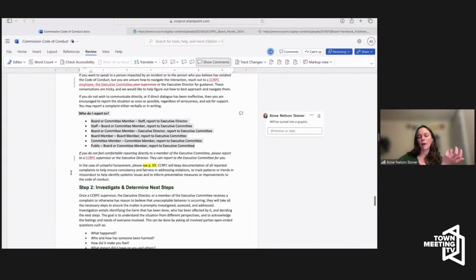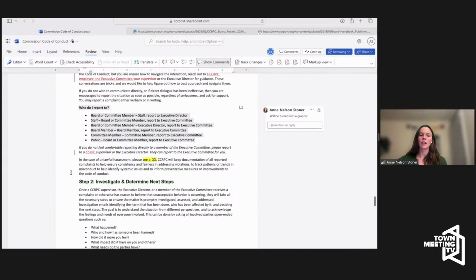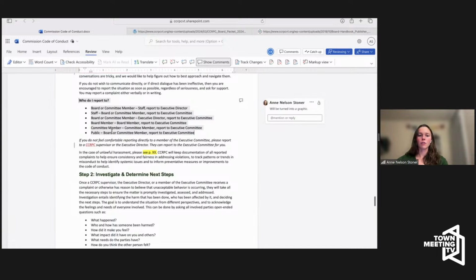So there's a section on who do I report to. Obviously, this looks different in the board and committee version than it does in the staff version. It's a little confusing in this format, but we will pull it into a graphic that will be easier to read. So if there's a conflict between a board member or a committee member and a CCRPC staff member, then you would report it to the executive director.